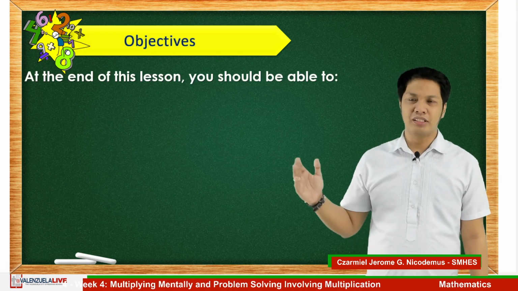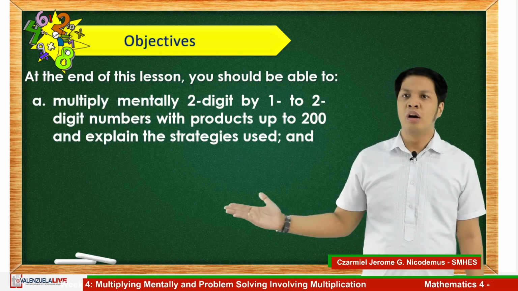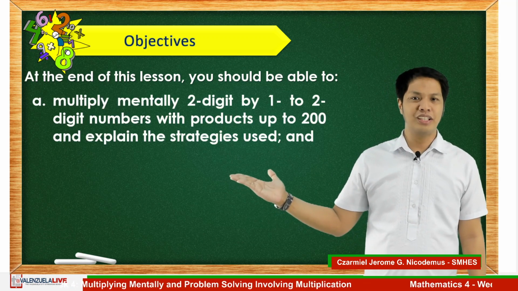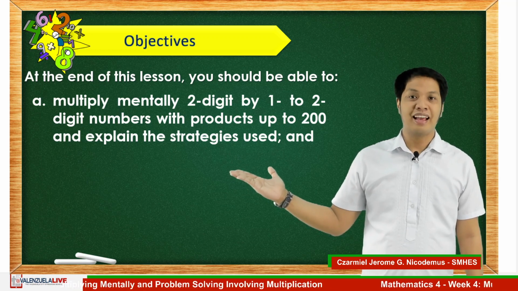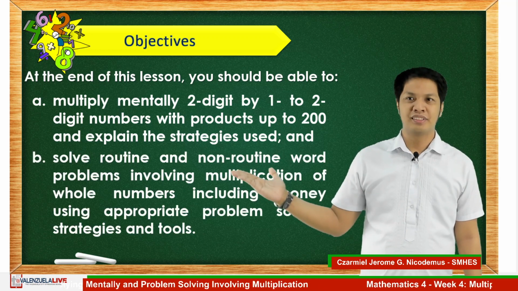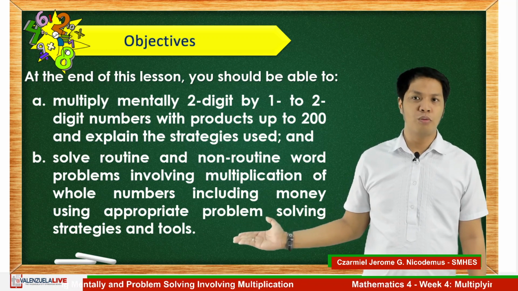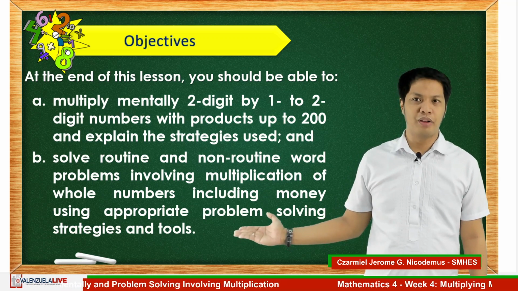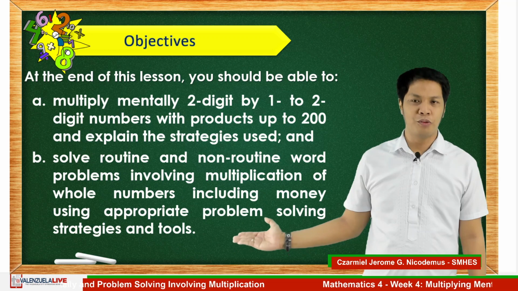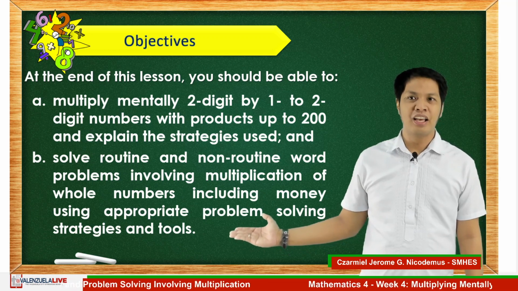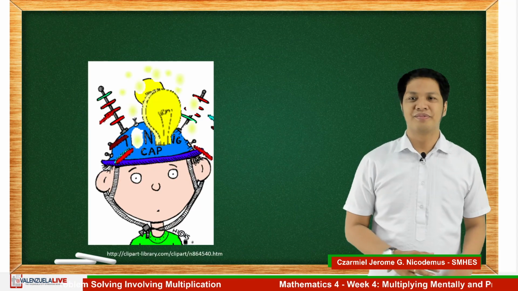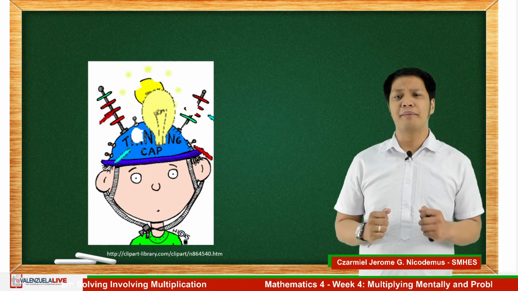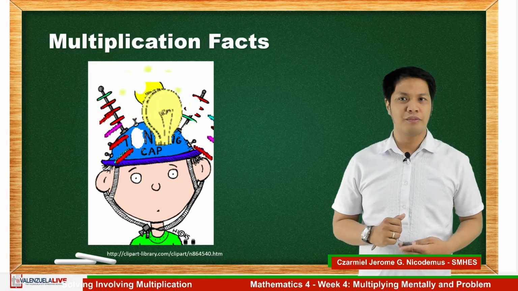At the end of this lesson, you should be able to multiply mentally 2-digit by 1 to 2-digit numbers with product up to 200 and explain the strategies used. You also need to solve routine and non-routine word problems involving multiplication of whole numbers including money using appropriate problem-solving strategies and tools. Let us condition our mind by answering multiplication facts.